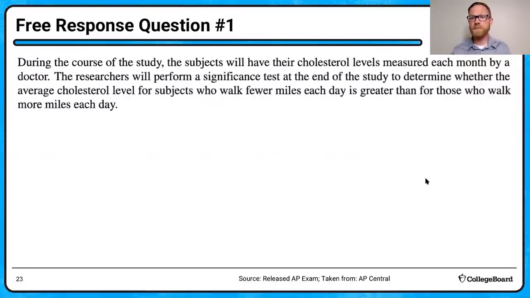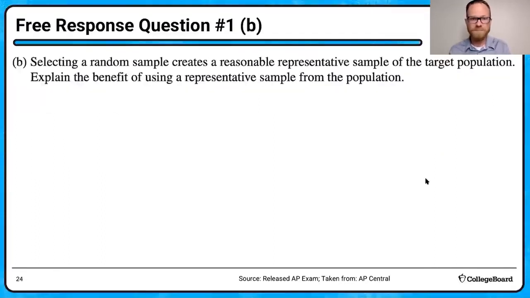Now let's move to the next part of the question. It says, during the course of the study, the subjects will have their cholesterol levels measured each month by a doctor. The researchers will perform a significance test at the end of the study to determine whether the average cholesterol level for subjects who walk fewer miles each day is greater than those who walk more miles each day. Part B, selecting a random sample creates a reasonable representative sample of the target population. Explain the benefit of using a representative sample from the population.